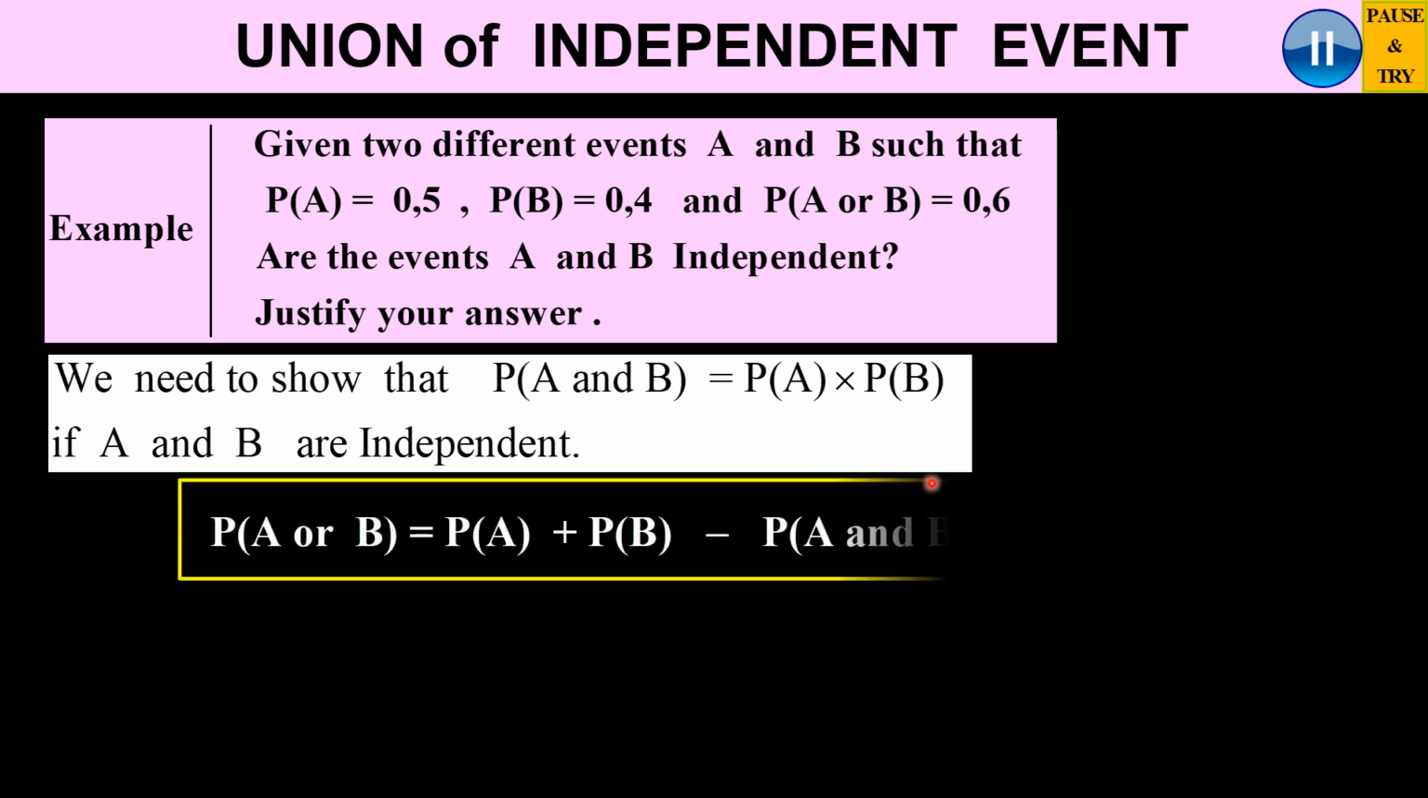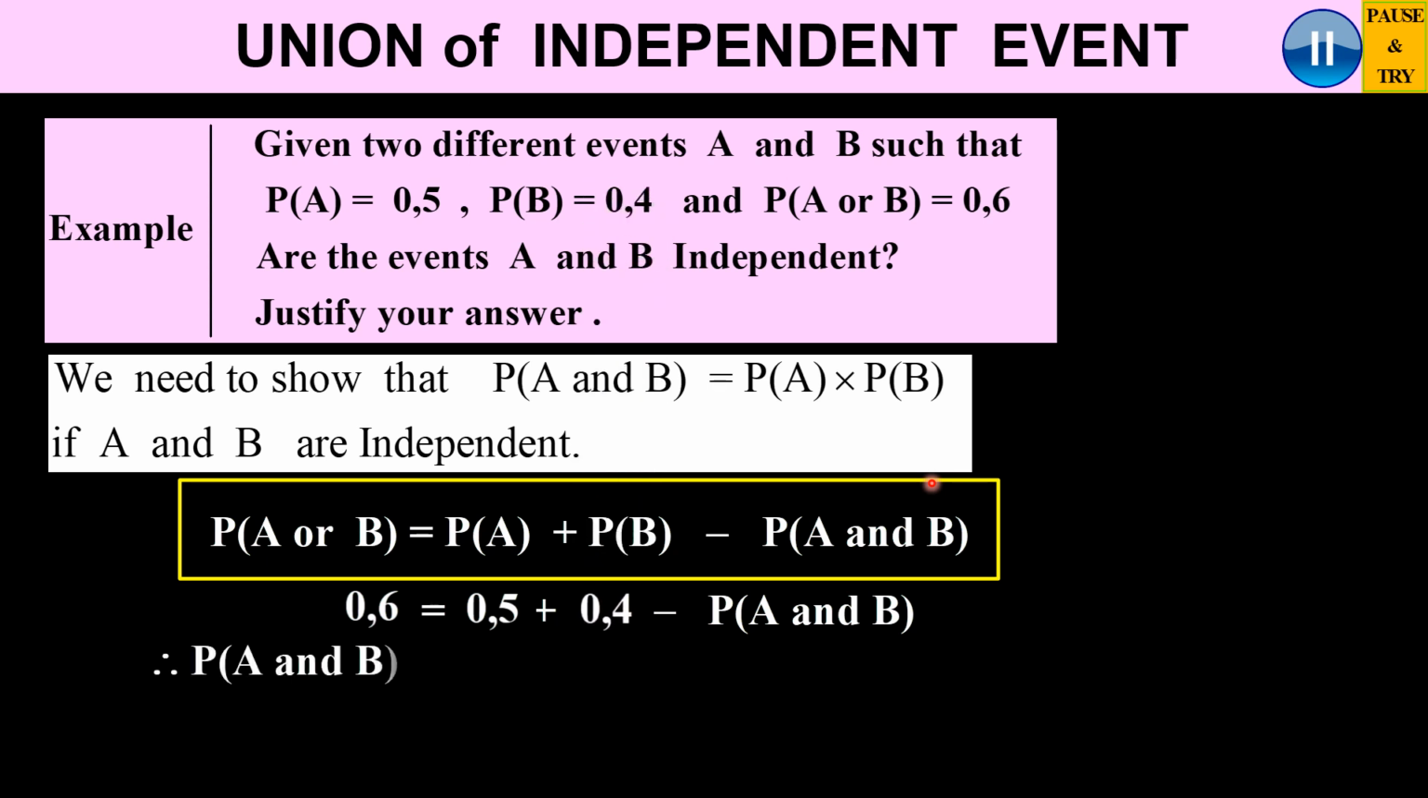So let's see there, we take our addition rule, and we are given some values, so we can do the substitution. The probability of A or B is given as 0,6. The probability of A is 0,5. The probability of B is 0,4. And now we can calculate the probability of A and B. If we calculate that, it's 0,5 plus 0,4 subtracting 0,6, and that gives us 0,3.